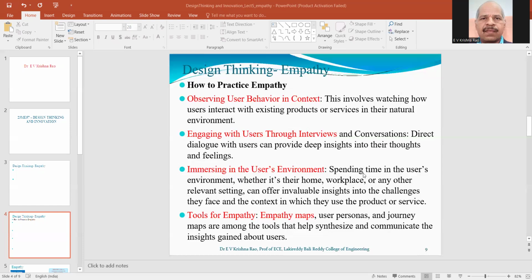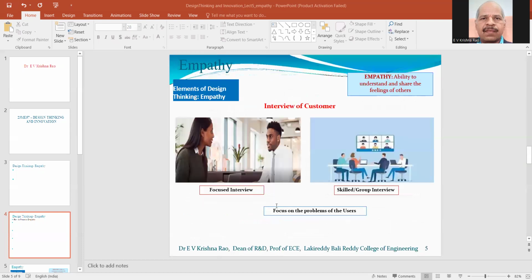What are the tools for empathy? The empathy map, user persona, journey map, user journey, how the user is using the product. So we need to understand the stakeholders' journey, the user's journey. That helps synthesize and communicate the insights gained about the users.